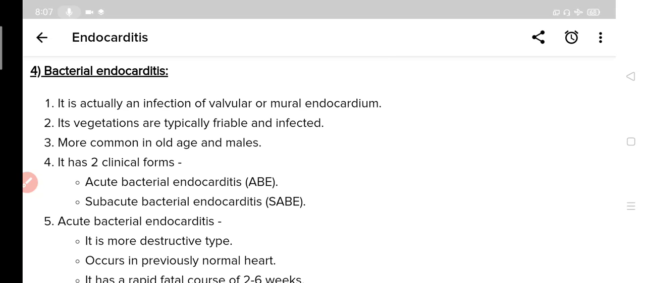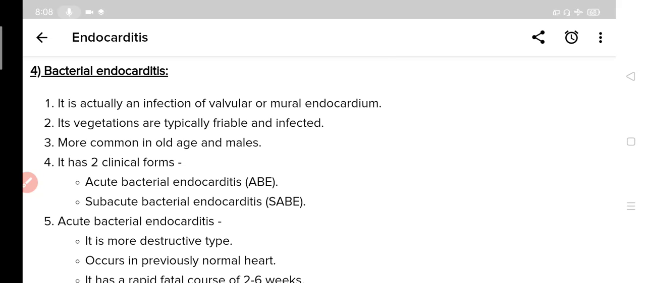What is the meaning of friable? Friable means the thing which is easy to break, which requires very little force to break it. In other forms of endocarditis there is also vegetation, which is called verrucae or vegetation or growth, whatever you can say. But in bacterial endocarditis, this growth is very friable, so it breaks very easily, and it is more common in old age and males.